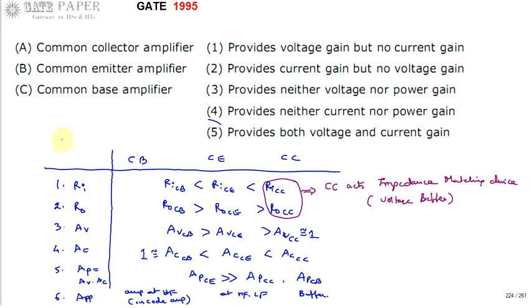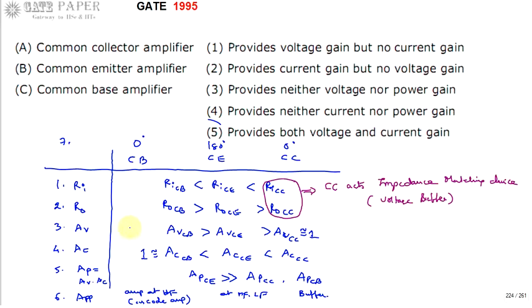And one more difference you must remember is, common emitter provides 180 degrees phase shift between its output and input, whereas common base and common collector will provide 0 degrees phase shift between output and input. These are the 7 important differences you must remember in case of common base, common emitter, common collector.